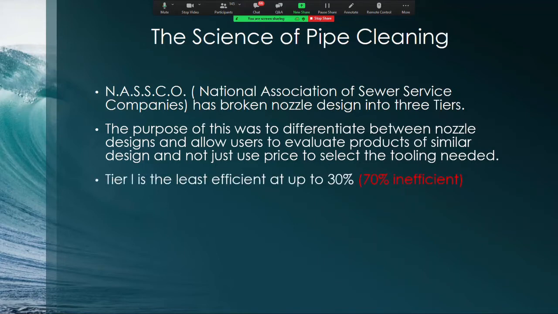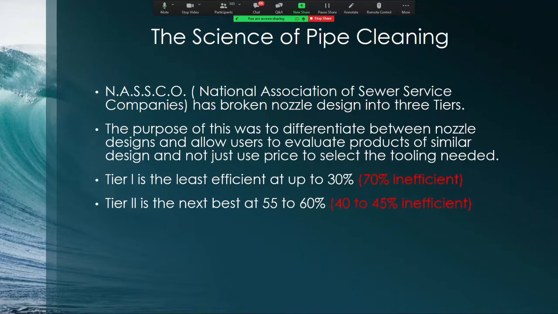If we look at Tier 1 designs, the tiers work as Tier 1, Tier 2, and Tier 3, with Tier 1 being the lowest, least efficient design and Tier 3 being the highest. So Tier 1 is the least efficient design, and it is 30% efficient. You'll see I've marked it in red, because I like to refer to this not as 30% efficient but as a 70% inefficient nozzle. One of the biggest advantages of this tool is it's priced right. It's dirt cheap, but it's obviously going to cost some money if you're going to operate it.